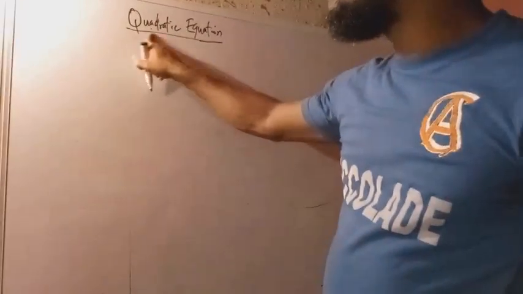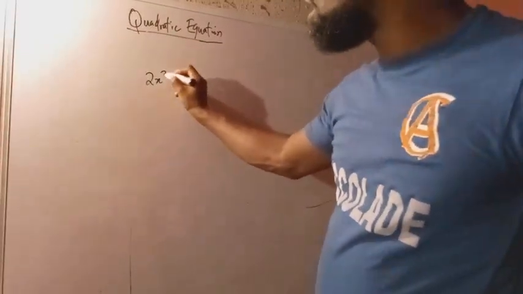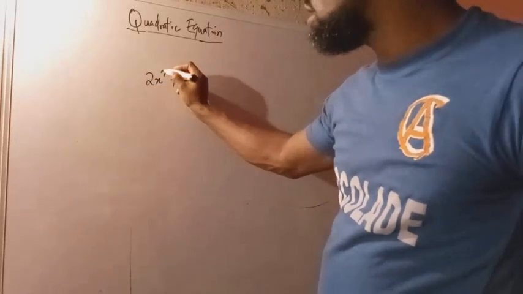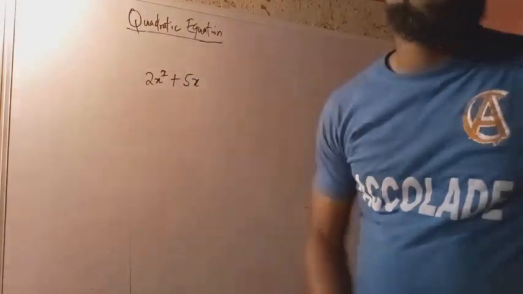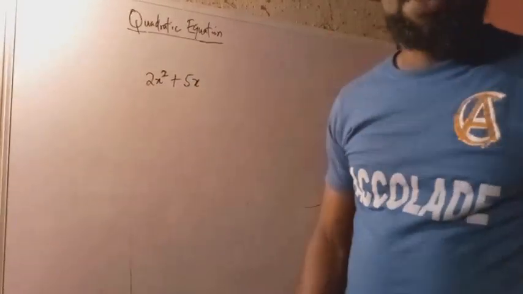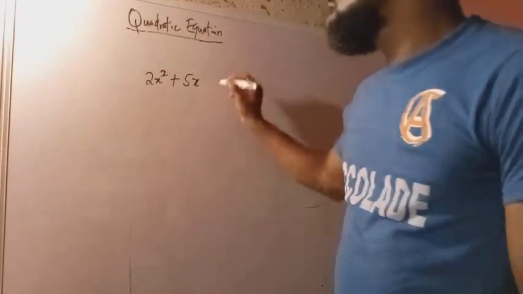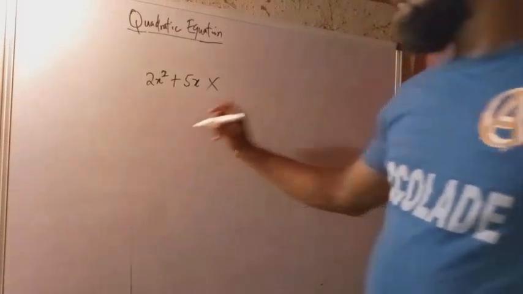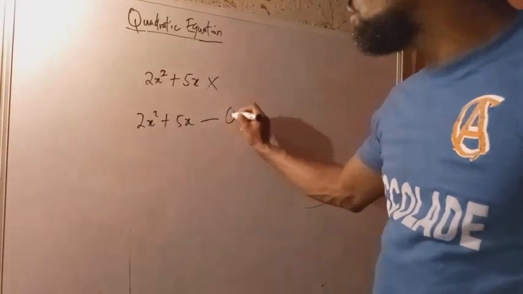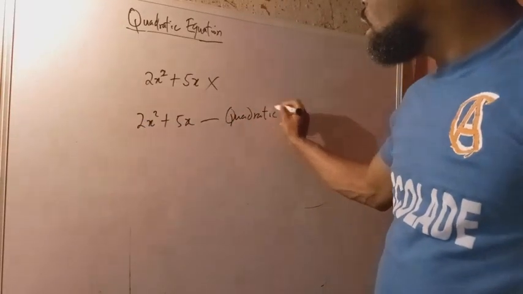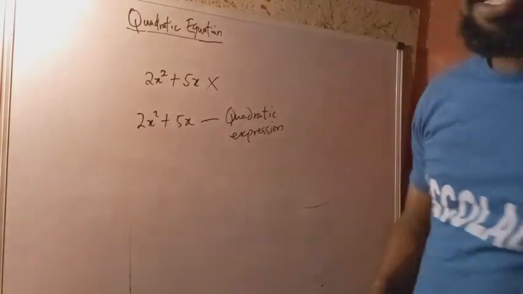We want to look at this. So if I have 2x squared plus 5x, is this a quadratic equation or not? That's for you to answer. Well, if you follow from the previous lesson, you know that this is not a quadratic equation. This can be called a quadratic expression. It is not a quadratic equation.